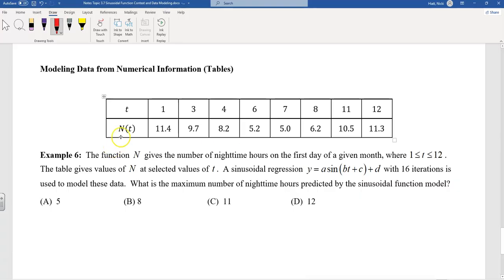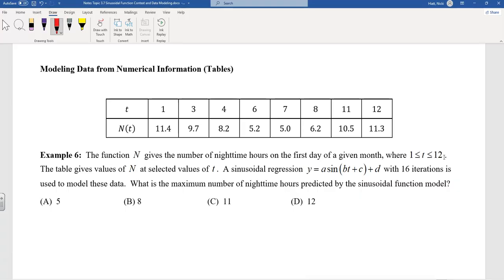Alright, so N gives the number of nighttime hours on the first day of a given month, where 1 is less than or equal to T, less than or equal to 12. The table gives values of N at selected values of T. A sinusoidal regression with 16 iterations is used to model these data. What is the maximum number of nighttime hours predicted by the sinusoidal function?